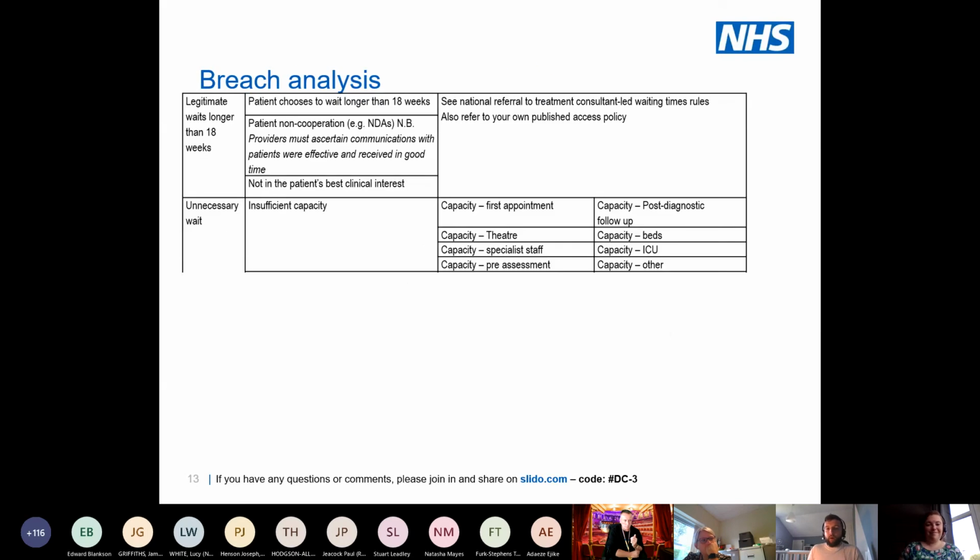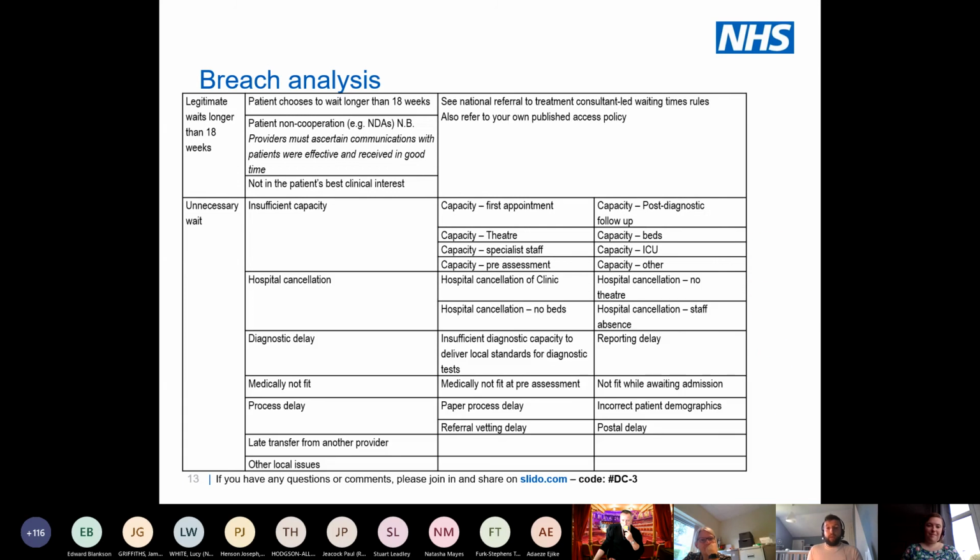And so this is part of a document on breach analysis that we'll make sure is available. Some of the reasons why you might have breaches are these unnecessary waits because of insufficient capacity, and that's one reason. But it doesn't necessarily mean that you have a demand and capacity problem. There could be other reasons why you're having breaches.